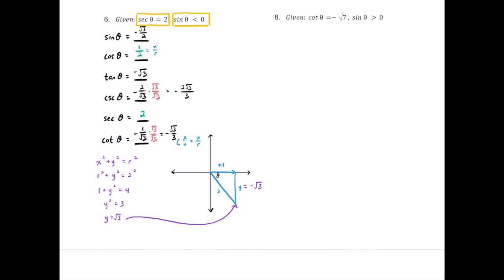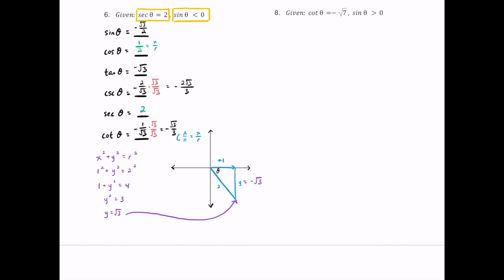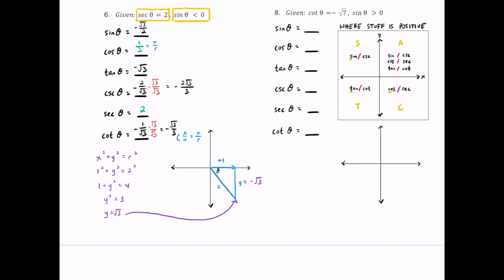Alrighty, one last one, number 8. We're given that cotangent of theta is equal to negative root 7, and that sine of theta is greater than 0. Let's try to go ahead and fill in everything all at once here. So cotangent of theta is going to be negative root 7. So I'm going to write that in as negative root 7. But then that means for tangent, that's going to be negative 1 over root 7. And if we rationalize that, we can multiply by root 7 over root 7. And we should get negative root 7 over 7.